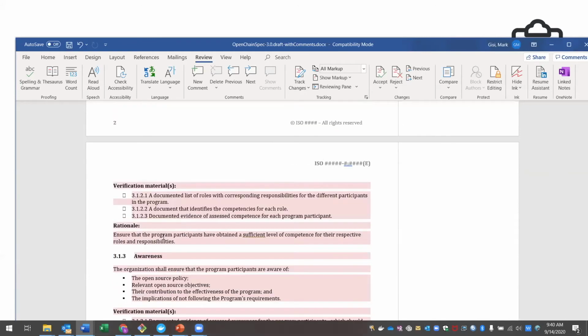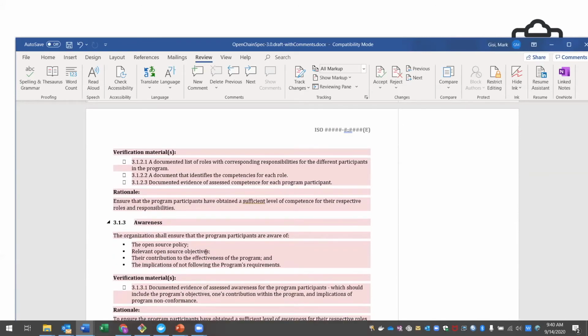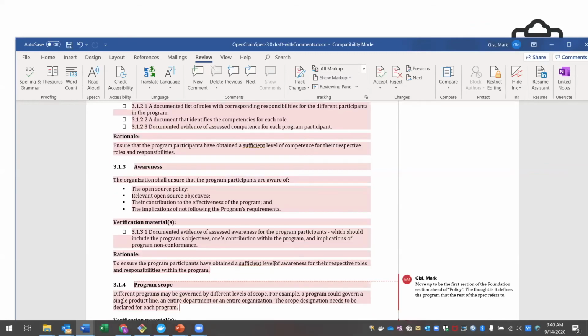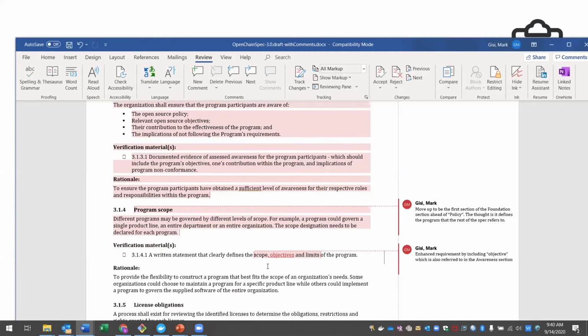We talk about relevant open source objectives here, and it was raised by Marcel and his team that we don't make any reference to it at all, other than here. It was thought that, well, why don't we have them include that in their program scope definition, as part of defining their scope? I'm going to let it sit a little longer, but I think that makes sense.